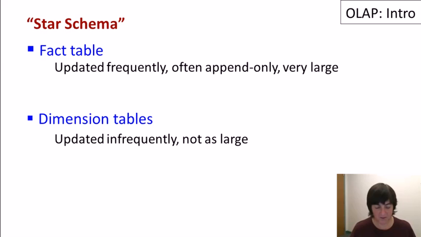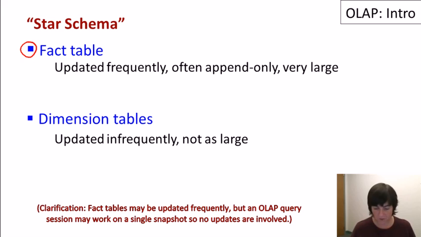Now let's get into some technical details of OLAP. Frequently, applications that are doing online analytical processing are designed based around a star schema. So it's a certain type of relational schema. In a star schema, there's usually one fact table. That will be a typically very large table. It will be updated frequently. Often it's actually append only, so there are only inserts into the fact table. And then there are maybe many dimension tables. Those are updated infrequently and don't tend to be as large.